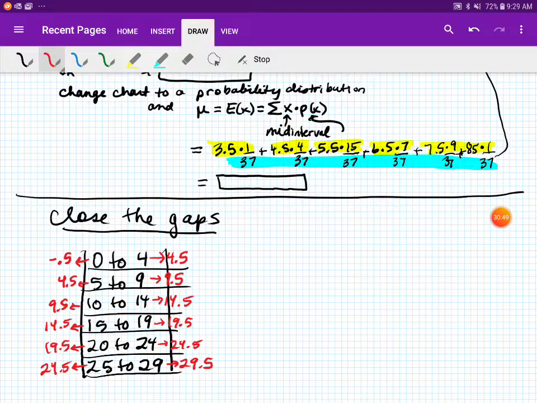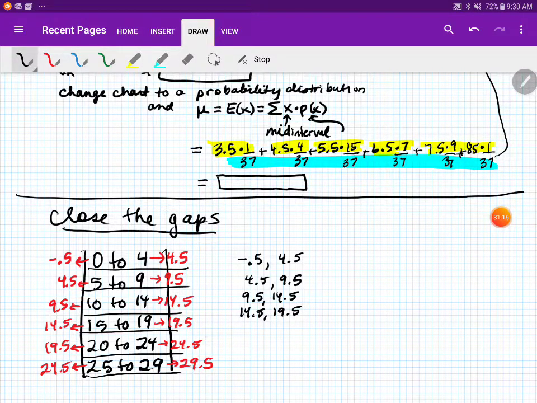Okay, so basically what you're doing is you're making a new class boundary. So you're doing negative 0.5 to 4.5, and then 4.5 to 9.5. Usually people don't write it brand new though. They just write the numbers off to the side so they can see what they are. These would be your actual class intervals, your upper and lower bounds. The bounds would be the 0.5s.